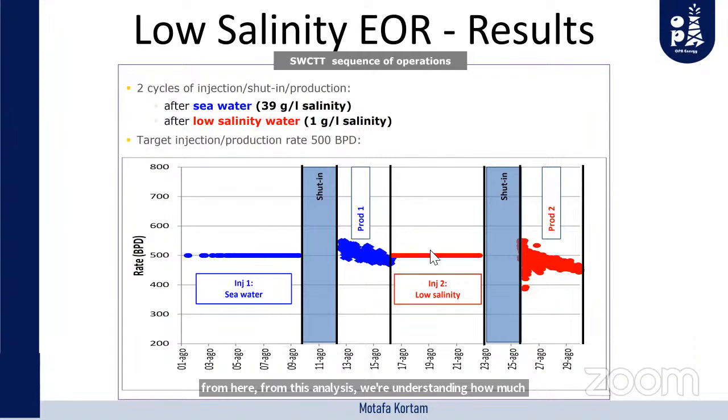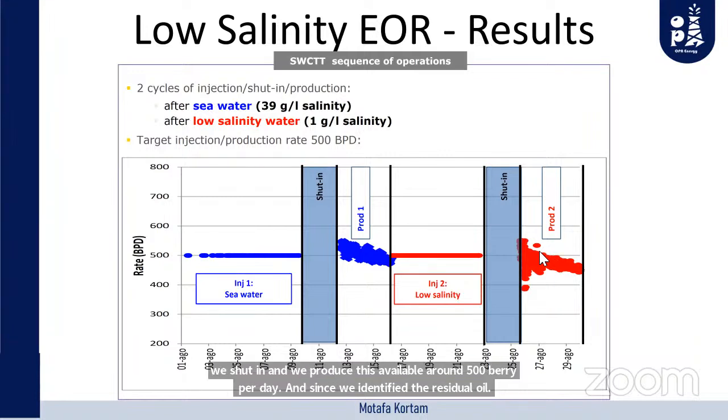Then we tried injection of low salinity in the same well. So we flooded again with the low salinity, then we shut in and produced the well again at around 500 barrels per day. Then we identified the residual oil from the analysis of the tracers, as we explained, from the two peaks.